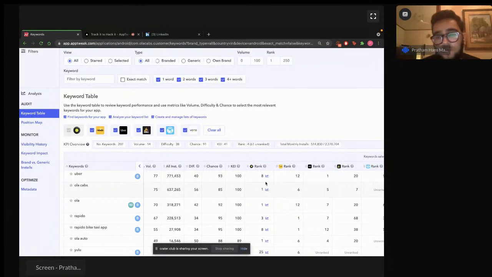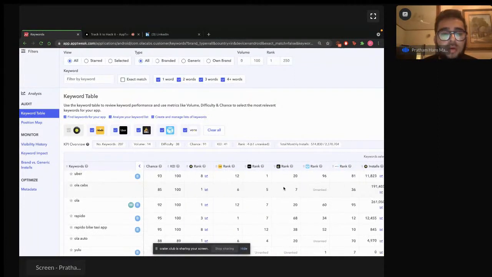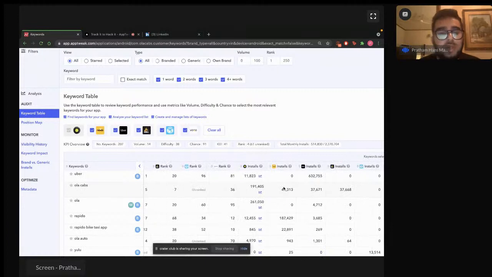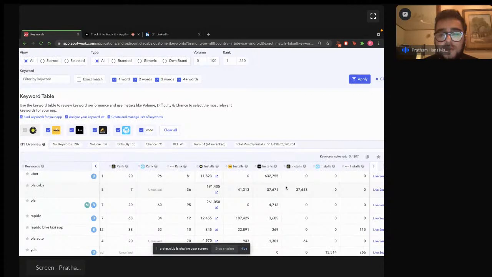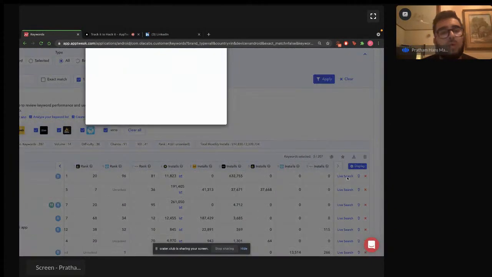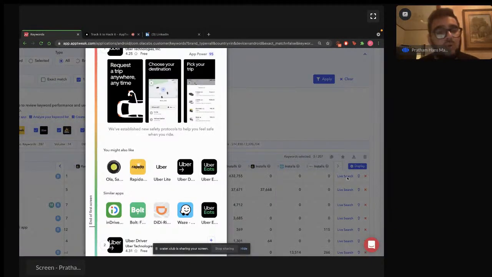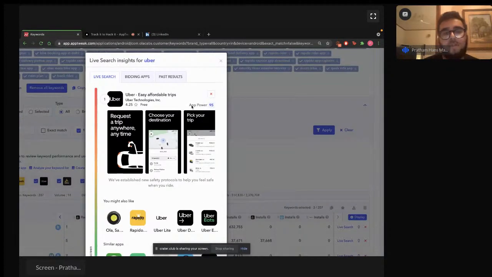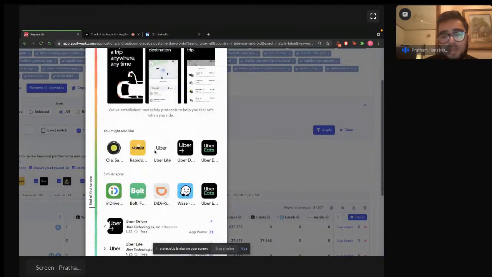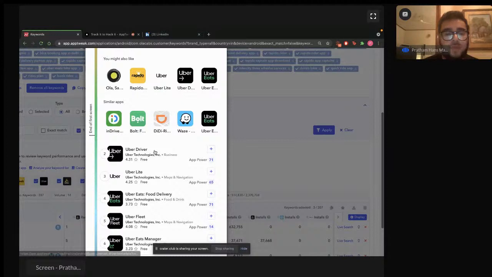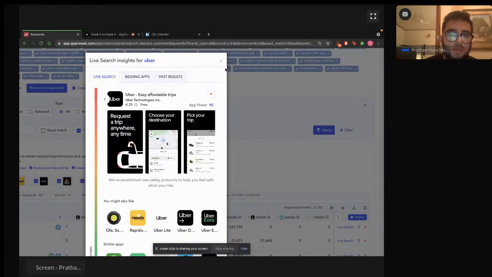Now, lastly, apart from the rank and your competition's rank on the same set of keywords, I also sometimes tend to focus on: am I not thinking broad enough, who are my competitors? So then I go to a feature called Live Search, where I can see which apps are currently ranking on the store, for example for Uber. Are there any competing apps that might be interesting for me to add to my competitor list for my research? I can do so by just clicking plus and adding that app as a competitor.